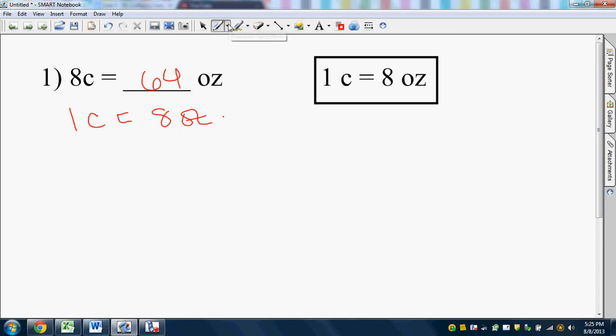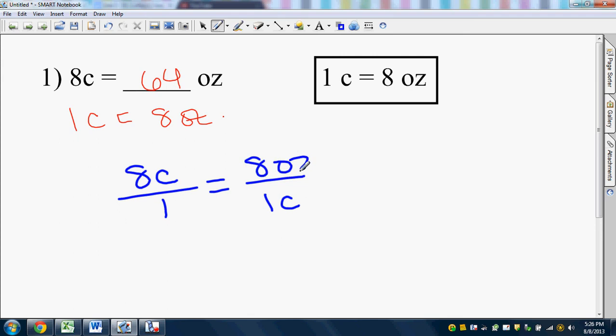Another way I'm going to show you, and this is what you're going to be using in science class this year, and that's why I want to show it to you, okay? The strategy is, you would say 8 cups is just over 1, okay? And then we're going to say 1 cup is equal to 8 ounces. And the reason we set it up this way is because the diagonal units cancel out.